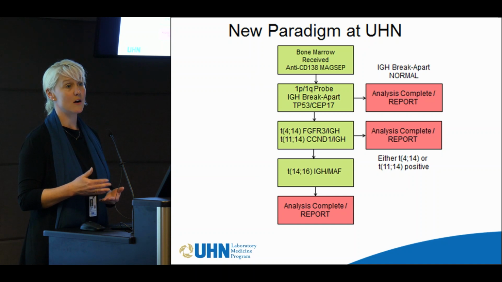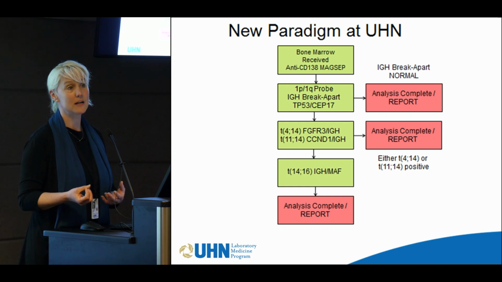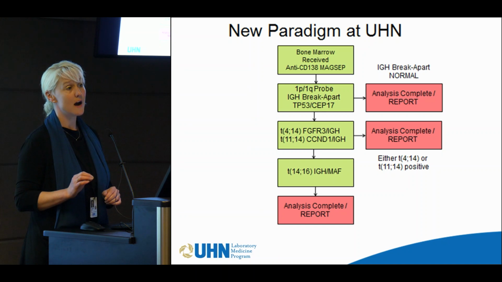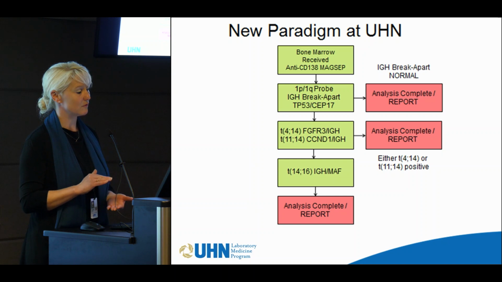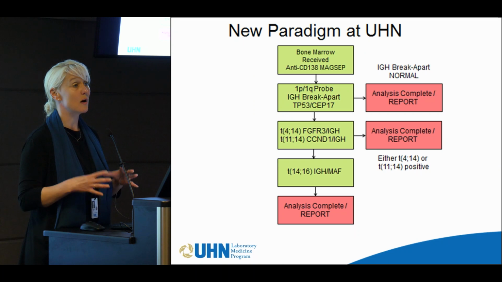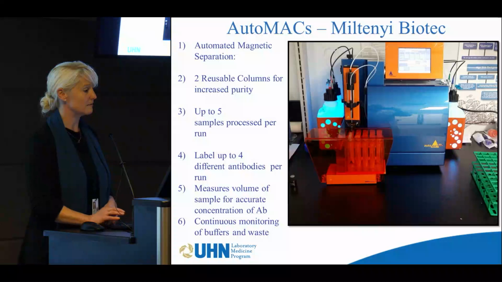And again, they all have different prognosis. So FGFR3 has a very poor prognosis, whereas CCND1, the prognosis is a little more favorable. MAF also is a very aggressive tumor. So all of this is very important to the clinicians. They rely on it for risk stratification.